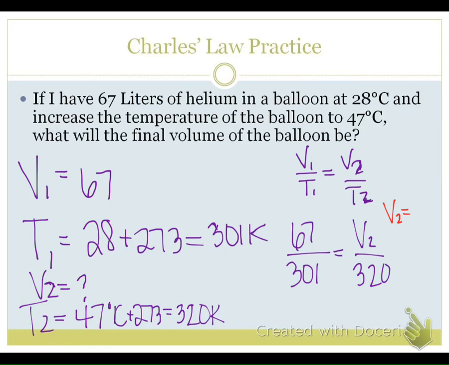What'd you get, Autumn? 71.23 liters. Do we agree? What happened to our temperature? Did it go up or down? Up. And since we know volume and temperature are directly related, what should happen to our volume? It should go up, which it did.